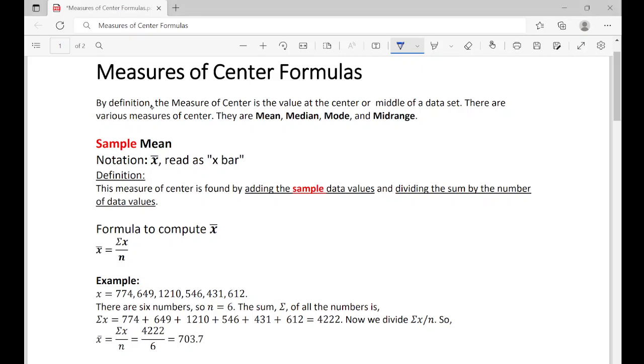By definition, the measure of center is the value at the center or middle of a data set. There are various measures of center, and they are the mean, median, mode, and mid-range. Now the mean has a couple different ones, so we're going to go over each one, and each one means something a little bit different.